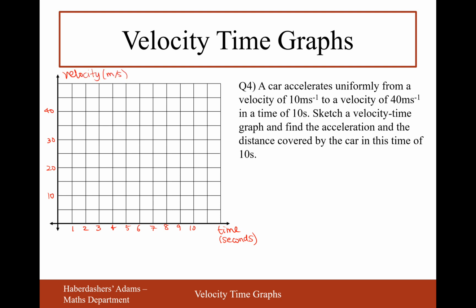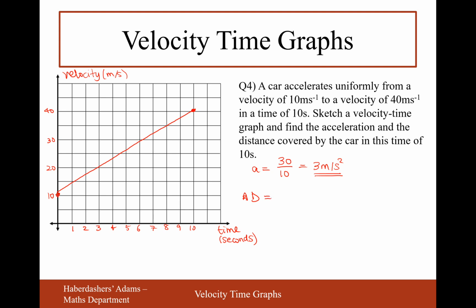in meters per second. So we're told here that the velocity goes from 10 up to 40 over 10 seconds. So get a ruler and then connect those 2 points together. So that's the graph then. Sketch the velocity time graph and find the acceleration and the distance covered by the car over the 10 seconds. So acceleration here is going to be an increase of 30 meters per second over 10 seconds. So that's going to be 3 meters per second squared. So that's the acceleration.